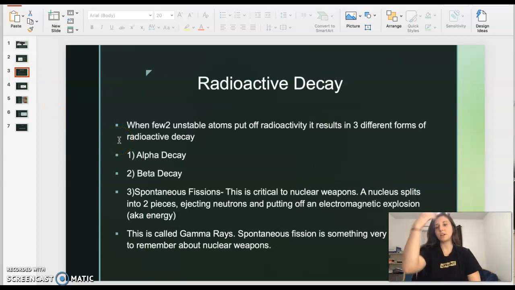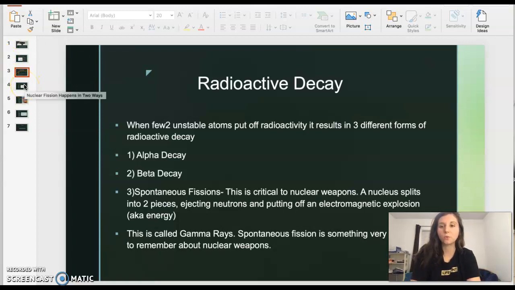So I want to talk a little bit about radioactive decay. I'm not really going to touch on alpha and beta decay, but the specific one I wanted to touch on is spontaneous fission. When unstable atoms put off radioactivity, it results in 3 different forms of radioactive decay: alpha decay, beta decay, and spontaneous fission. This is critical to nuclear weapons. A nucleus splits into 2 pieces, ejecting neutrons and putting off an electromagnetic explosion, aka energy. This is called gamma rays. Spontaneous fission is something that is very important to remember about nuclear weapons. And in fact, it is the core.